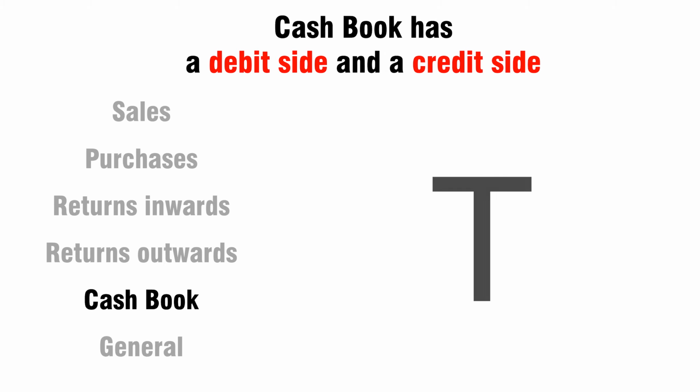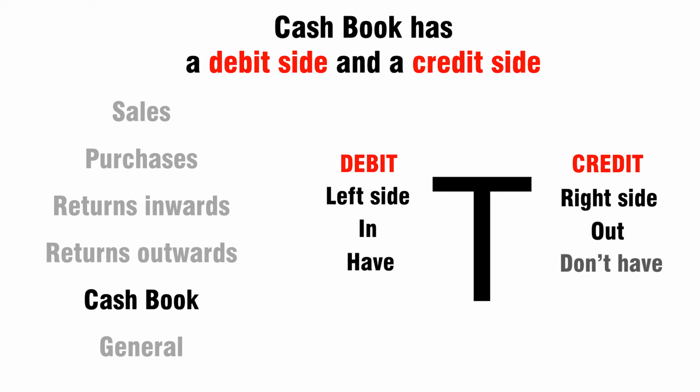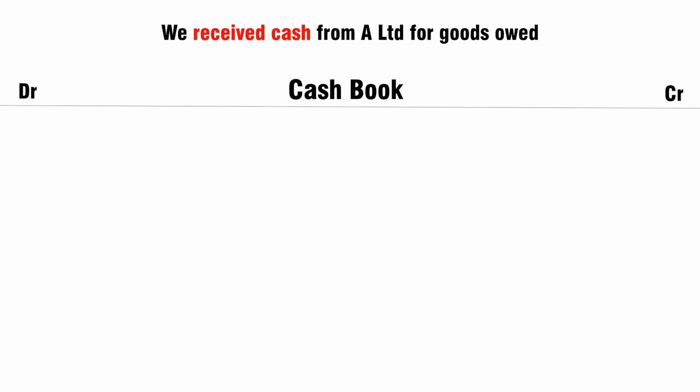We received cash from A Limited for goods owed. Cash book has a debit side and a credit side. Debit, credit, left side, right side, in, out, have, don't have, receive, give. Cash book.